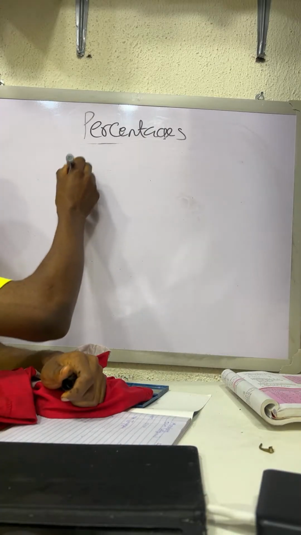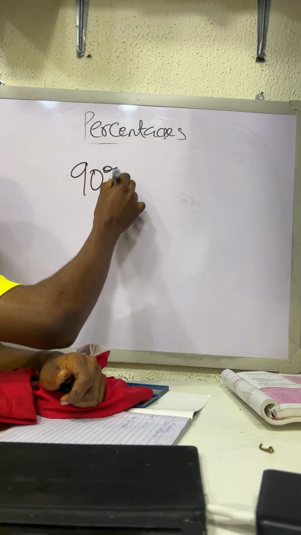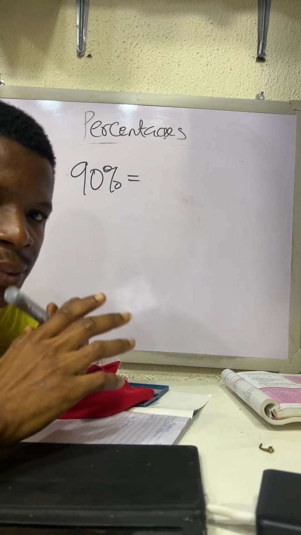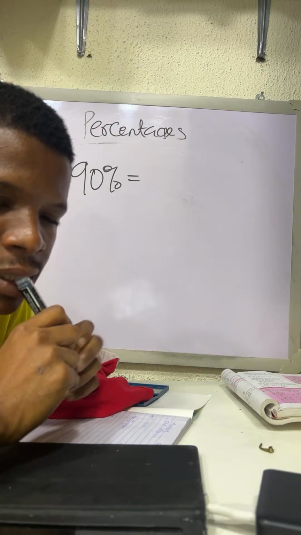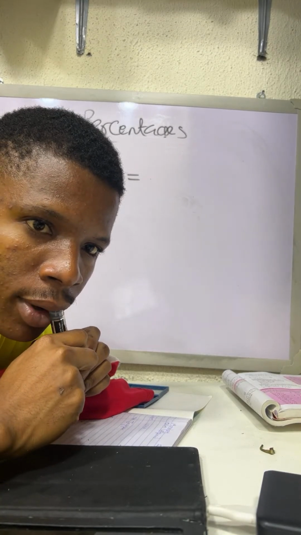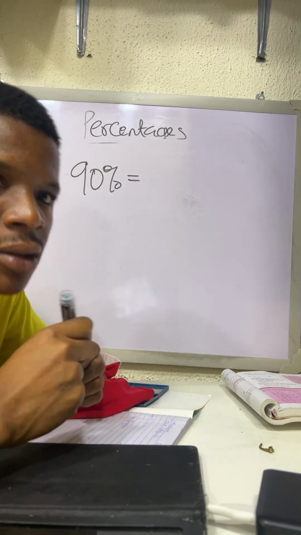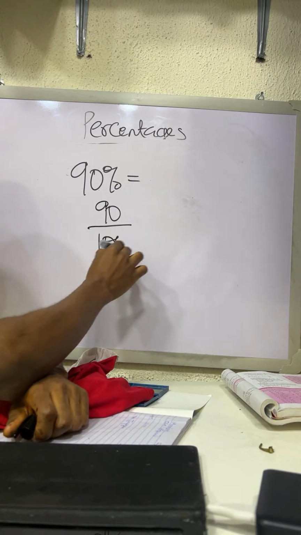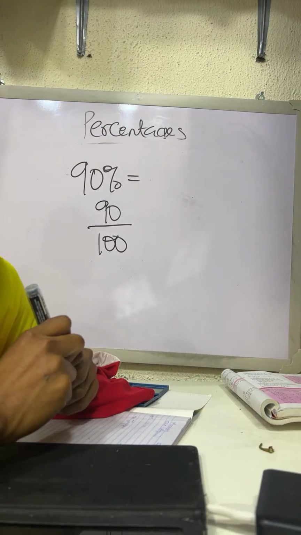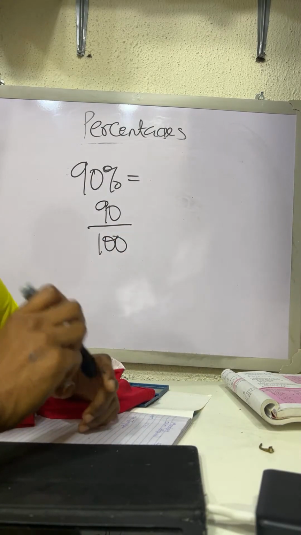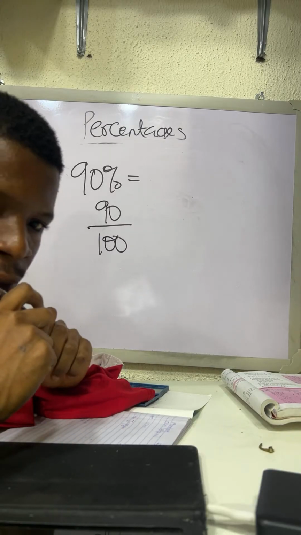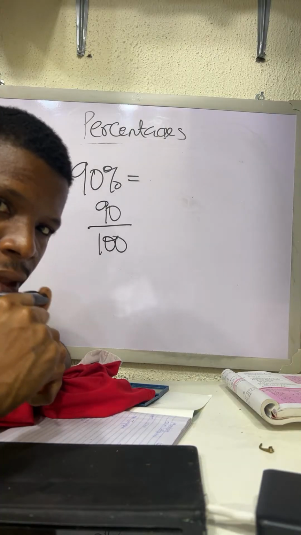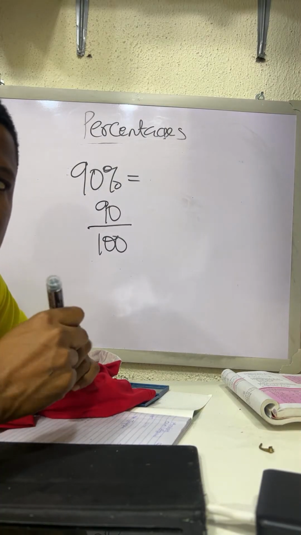Okay, the next one we'll look at is 90%. So what is 90%? 90% is the same thing as 90 over 100. So this is the simplest one to do. What can divide 90 and 100? 10.